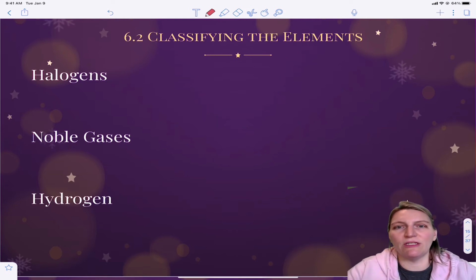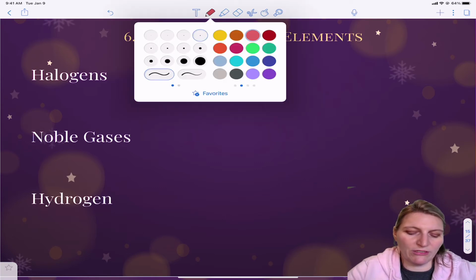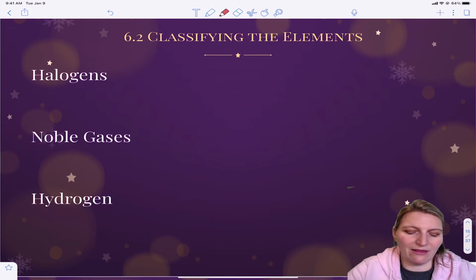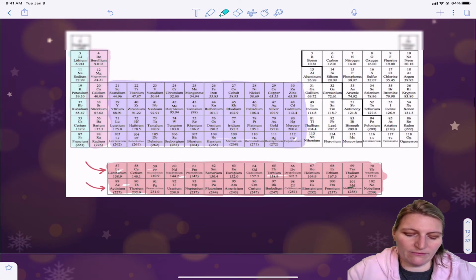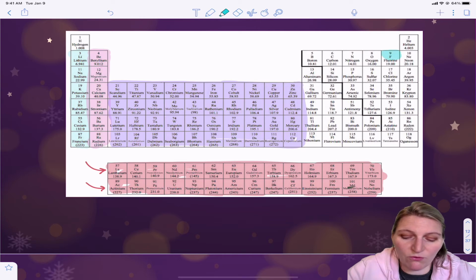And now we're moving on to the nonmetals. So how can we classify the nonmetals? Well, the next group that we're going to look at are called the halogens. The halogens start with fluorine. It's fluorine's group.